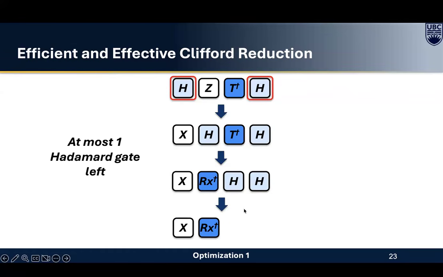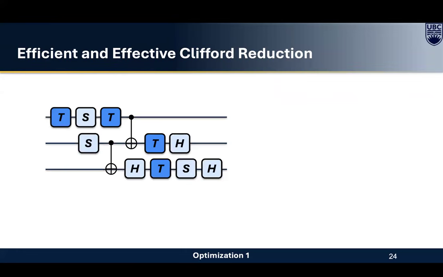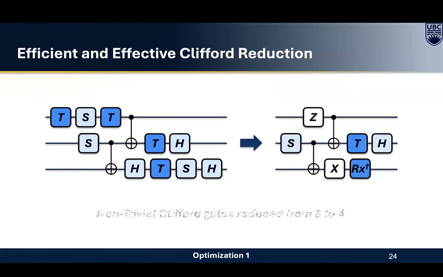Again, we're going to have at most one Hadamard gate left. That's the case when you have an odd number of Hadamard gates in your sequence, where the rest of the Hadamards are canceled pairwise with one left. And if you have an even number of Hadamard gates in your sequence, then all of them just cancel pairwise. So our original circuit is transformed from this form to this form by the optimizations we just discussed. For this particular example, the non-trivial Clifford gates reduced from 8 to 4.